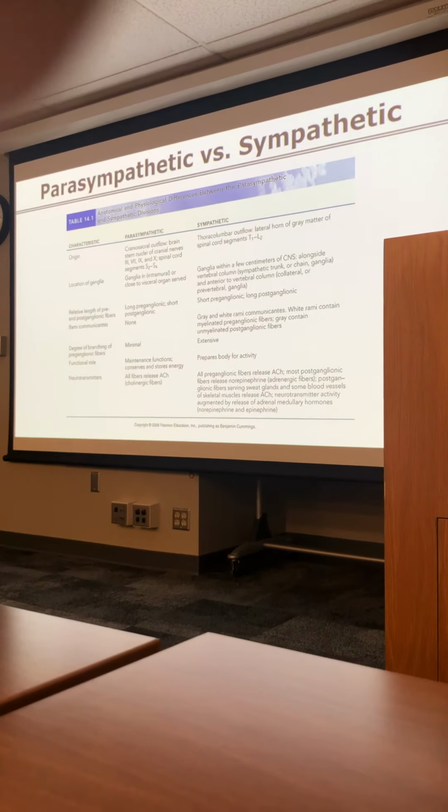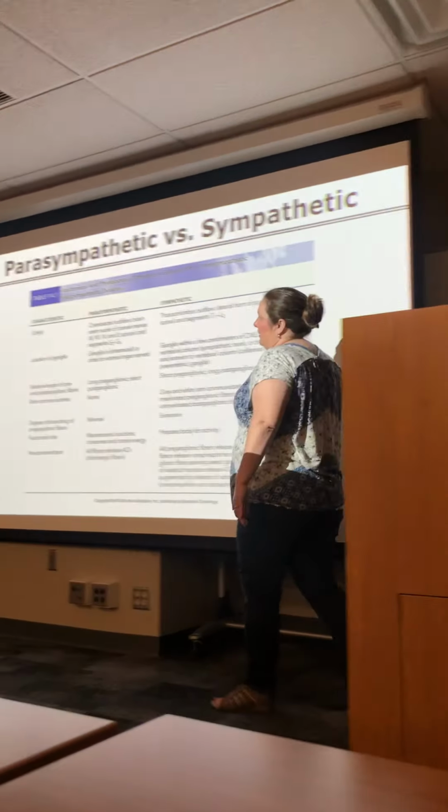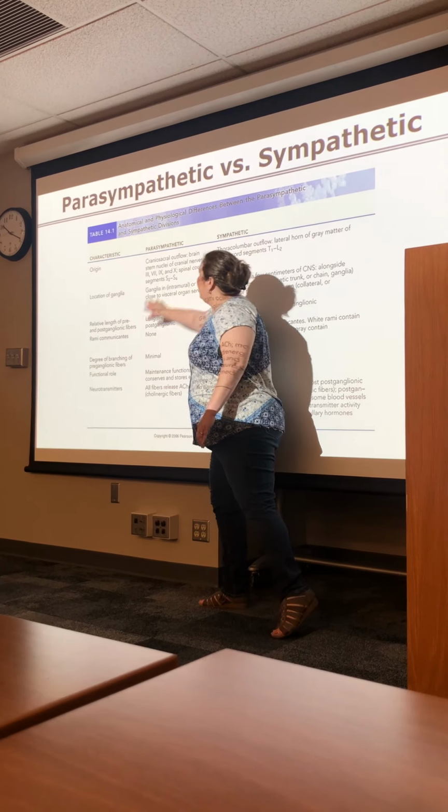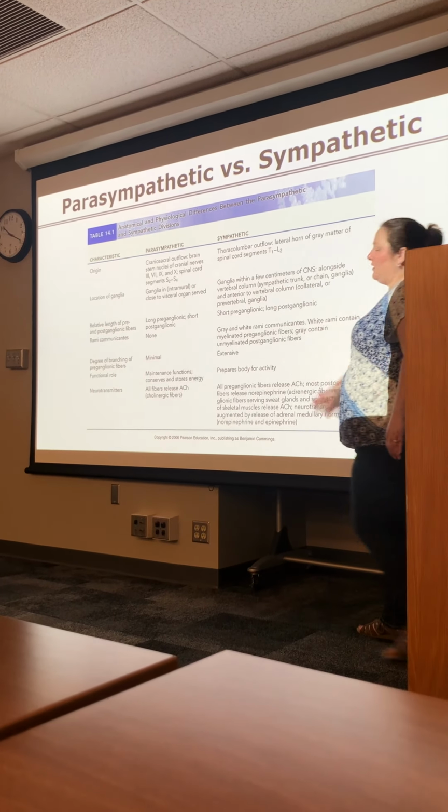If you're more of a chart person, this tells you the exact same thing as well. So you can see the characteristics here. Here's the parasympathetic, and here's the sympathetic division of the autonomic nervous system.